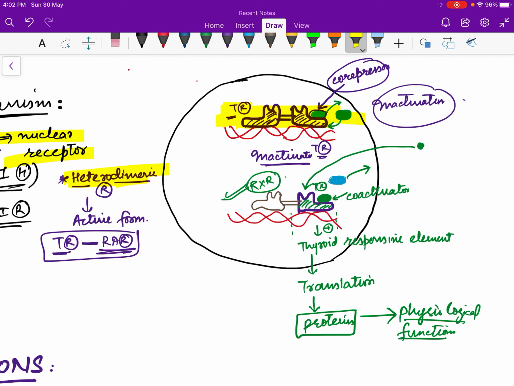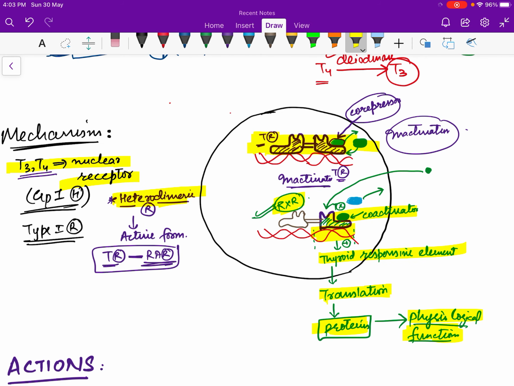Once thyroid hormone comes and binds to its receptor, it will dimerize with a different type of receptor, in this case the retinoic acid receptor. Therefore it's a heterodimeric receptor, and the co-repressor molecule will leave and another molecule, a co-activator, will bind. When this binds, it will cause stimulation of the thyroid responsive element, which is a part of DNA, and that will cause transcription of this particular segment and translation. So specific proteins will be synthesized which will produce the physiological effects of thyroid hormone. Okay, so this is the mechanism of action.